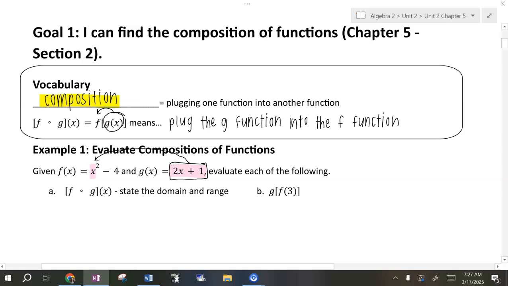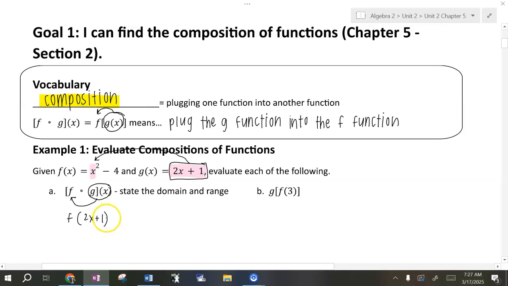Let's take a look at an example to see what that really means. Example 1 says, given that f of x equals x squared minus 4 and g of x equals 2x plus 1, evaluate each of the following. So f of g of x is saying take the g function and plug it into the f function. I already drew an example here. We're taking the g function, 2x plus 1, and plugging it into the f function. So it might be helpful to write f of 2x plus 1.